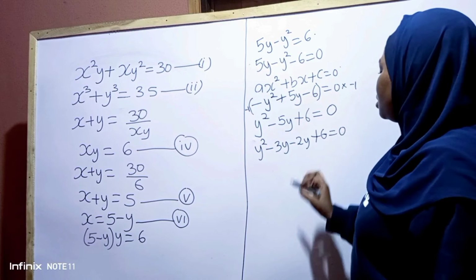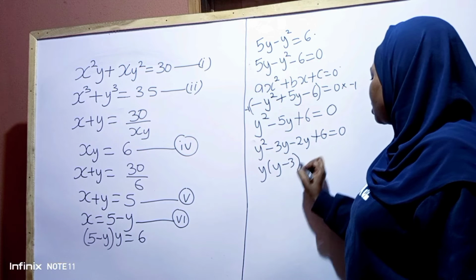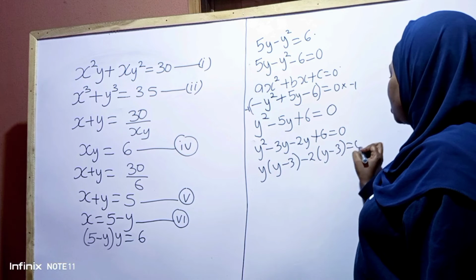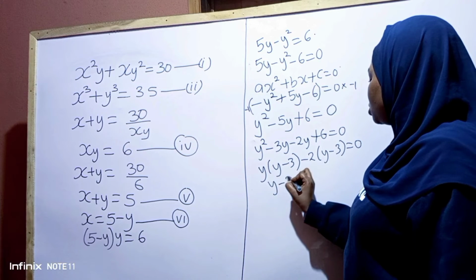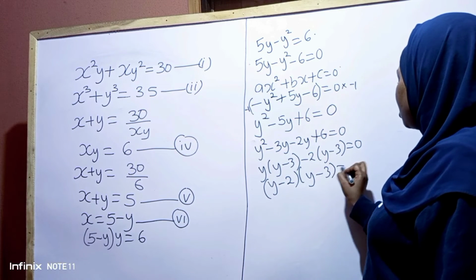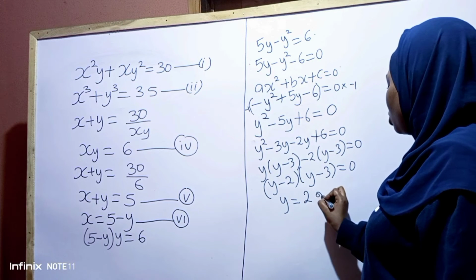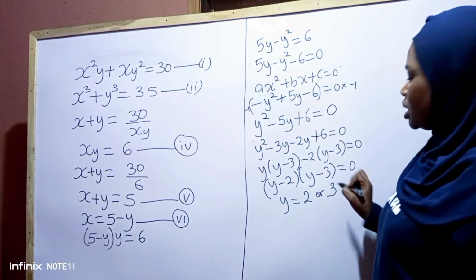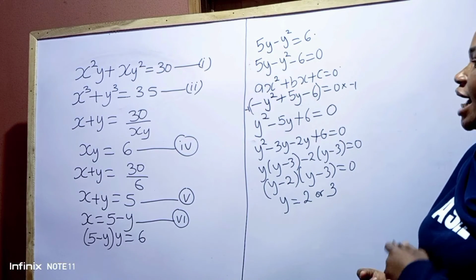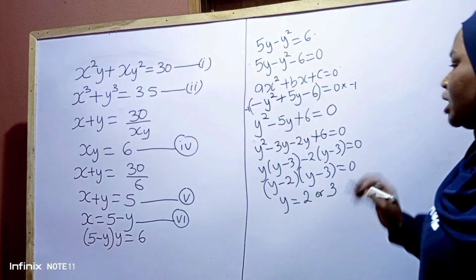So I have y squared minus 3y minus 2y plus 6 is equal to 0. So I have y into brackets (y minus 3) minus 2 into brackets (y minus 3) is equal to 0. So I have (y minus 2) multiplied by (y minus 3) is equal to 0. That means my y is equal to 2 or 3. Now, having gotten the value of y, I have to substitute it inside either equation 4 or equation 5.